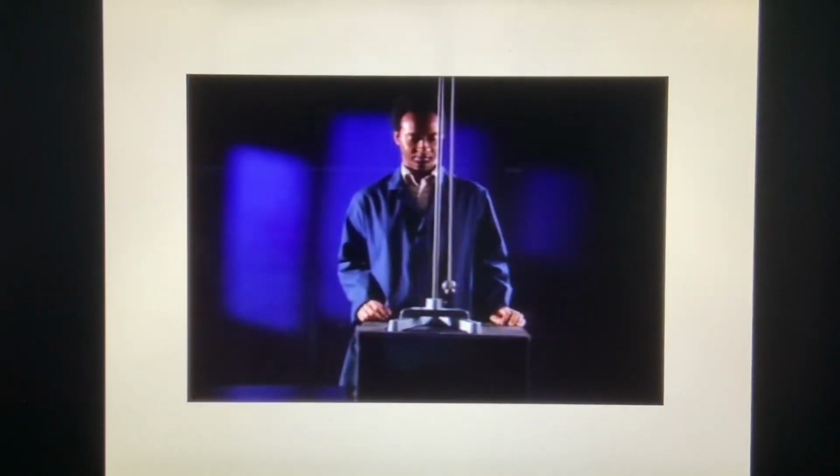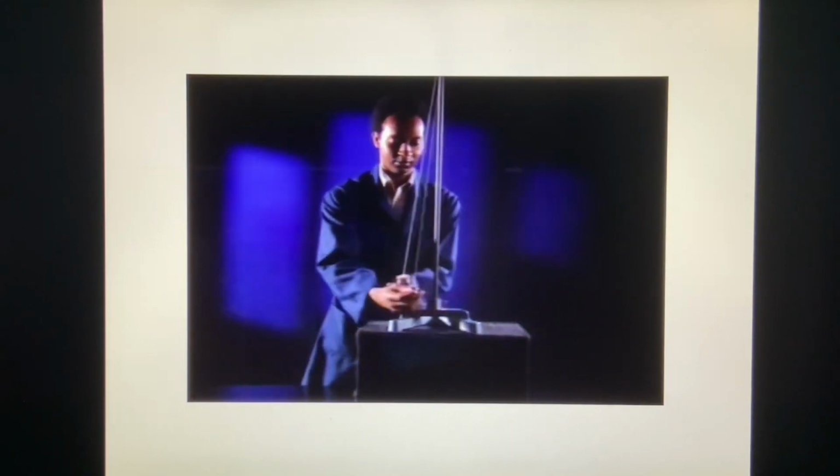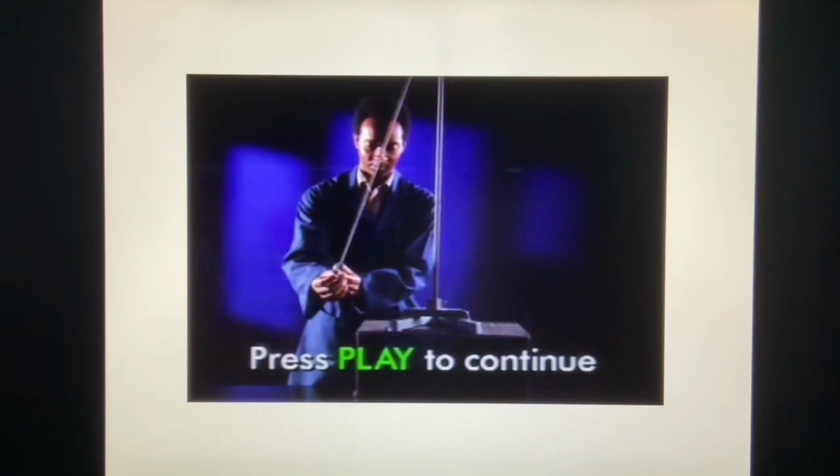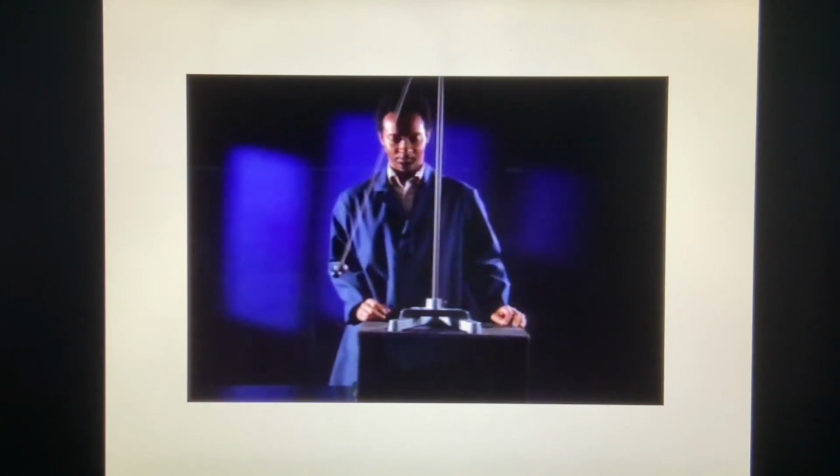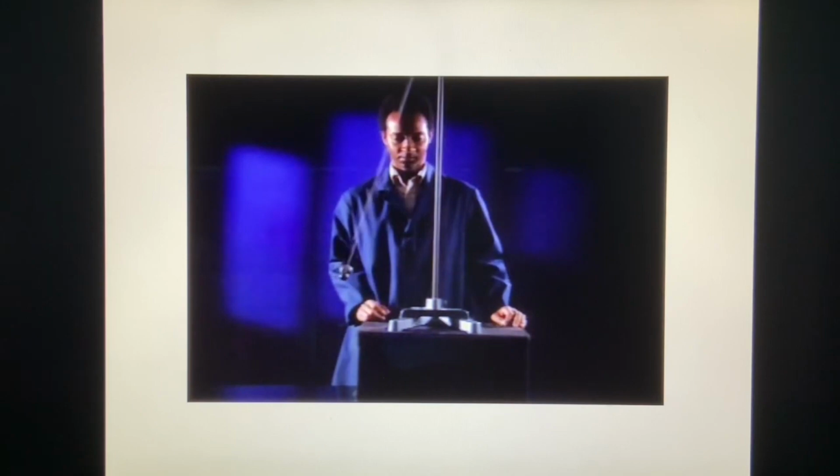These two pendula have the same length but different mass. How will their periods of oscillation compare? Their periods are equal. Mass has no effect on the period of a pendulum.